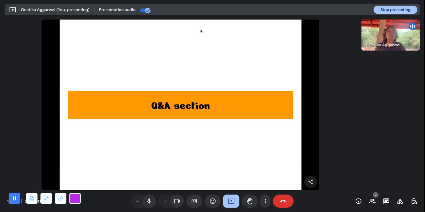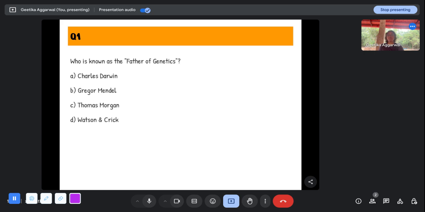This brings me to my question and answer session for this week. We have 15 questions, and I will give you 10 seconds to answer each question. Number one, who is known as the father of genetics? Charles Darwin, Gregor Mendel, Thomas Morgan, or Watson and Crick? Which of these is known as the father of genetics?